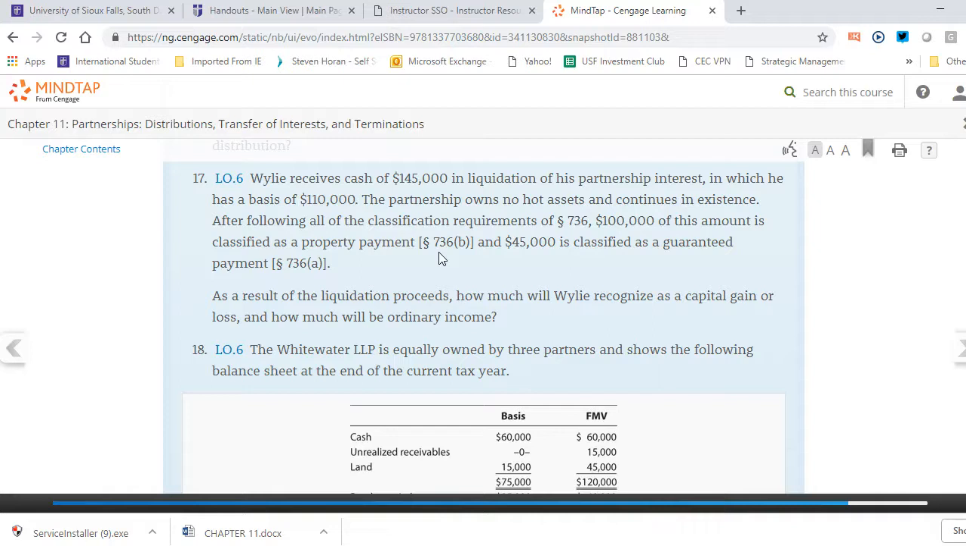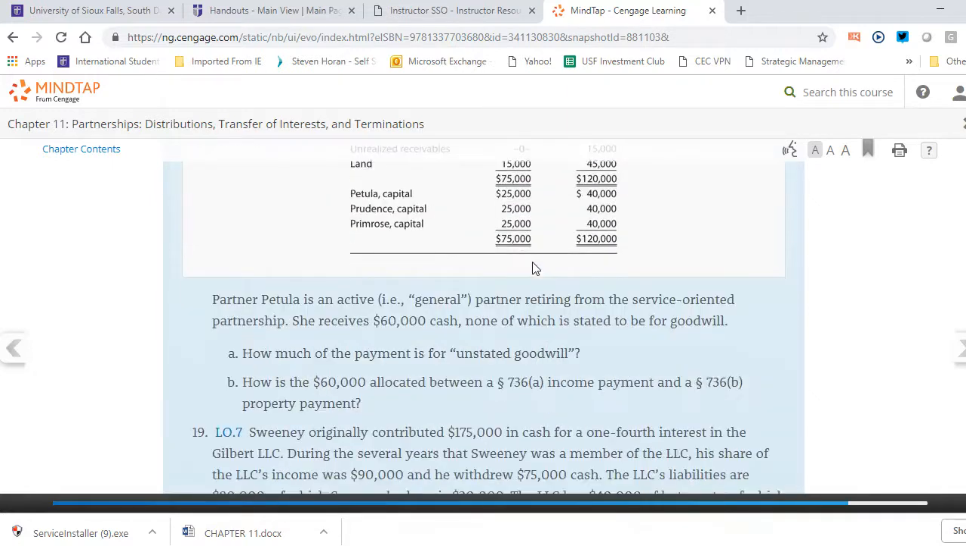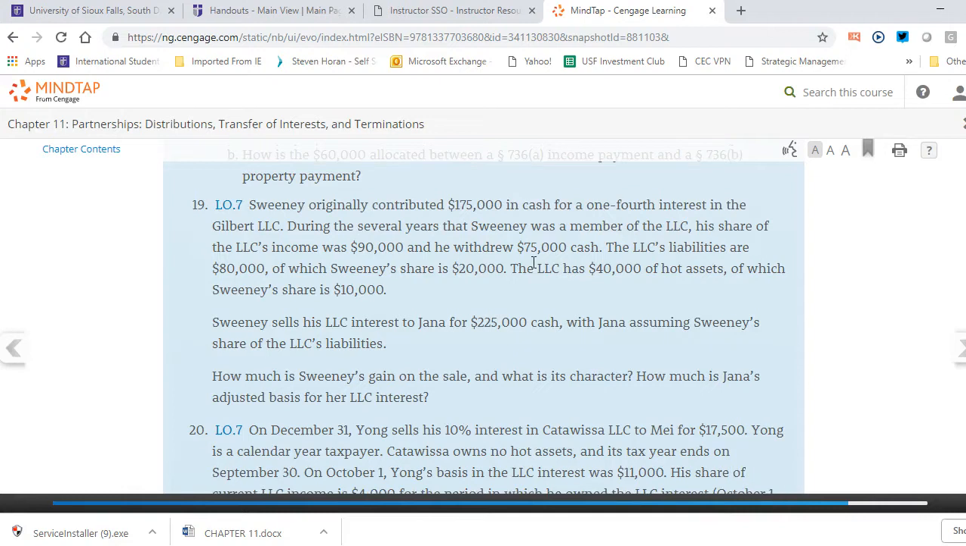Then the basis was 110, and we classified that 100,000 as property. So we're going to compare the 110 to the 100, and we'll have a $10,000 capital loss. So essentially for Wiley, $10,000 capital loss and $45,000 ordinary income, which is the guaranteed payment. Okay, I'm skipping 18, so we'll go down to 19.